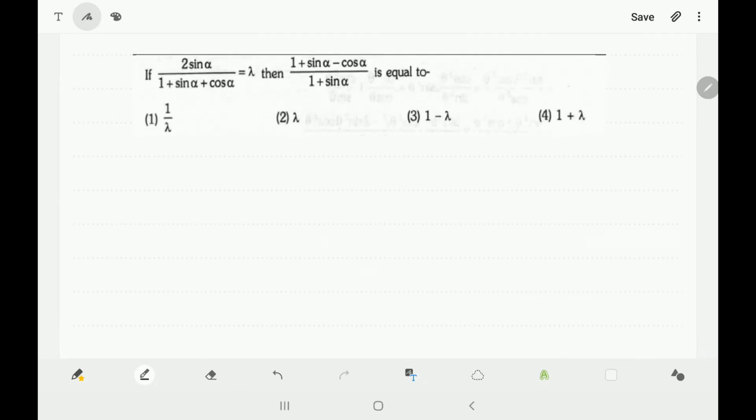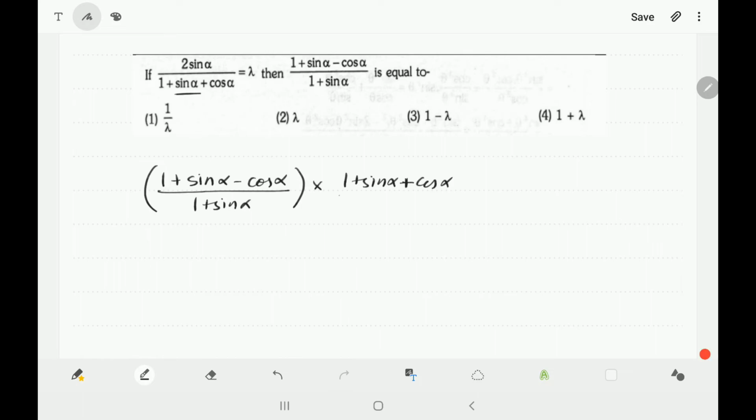In this problem, 2 sin alpha upon 1 plus sin alpha plus cos alpha is given as lambda, and we have to find the term (1 plus sin alpha minus cos alpha) divided by (1 plus sin alpha) in terms of lambda. So let's try to simplify the required term only. Because in the term lambda, 1 plus sin alpha plus cos alpha is in the denominator, let's multiply this term with 1 plus sin alpha plus cos alpha in the numerator as well as in the denominator.